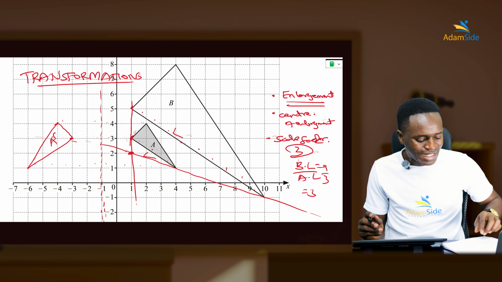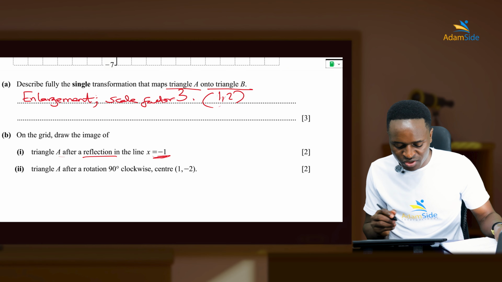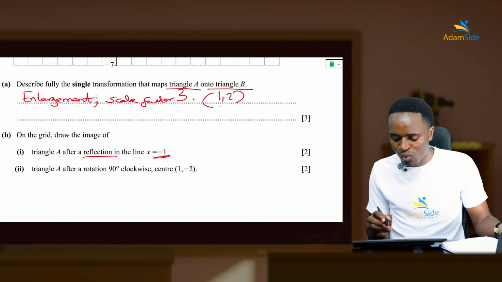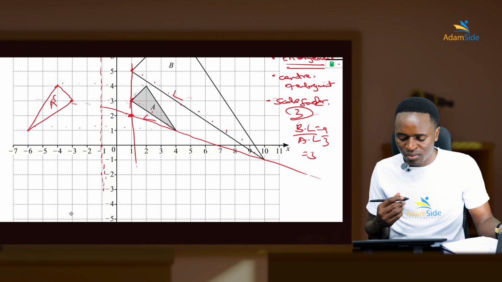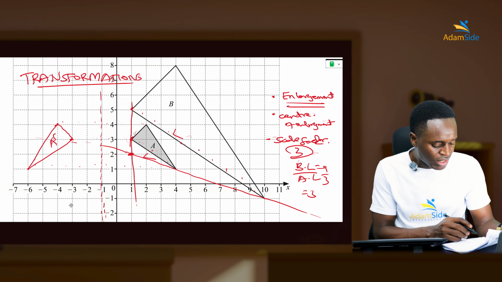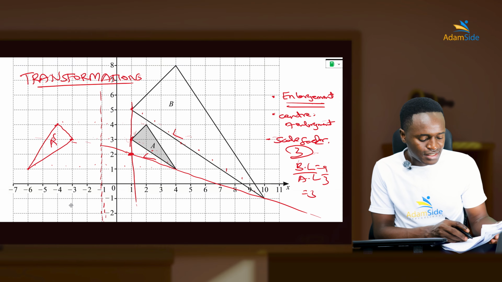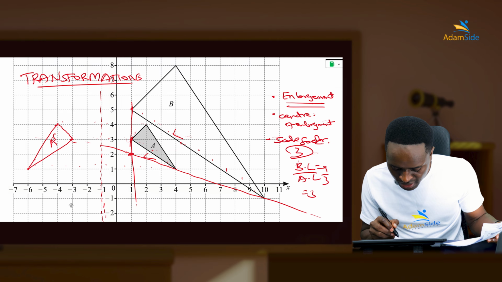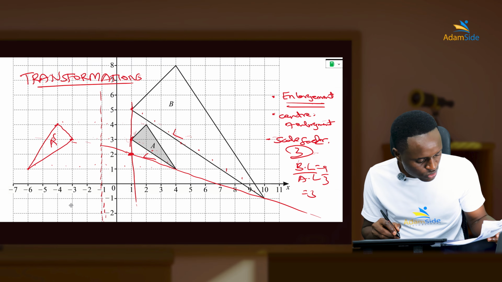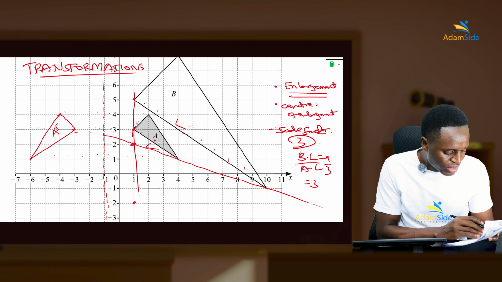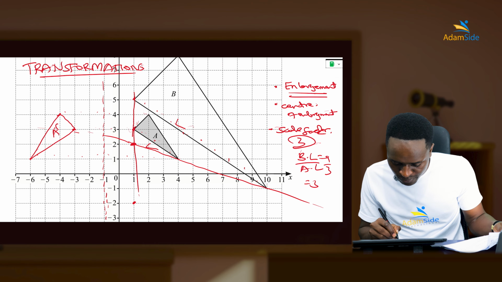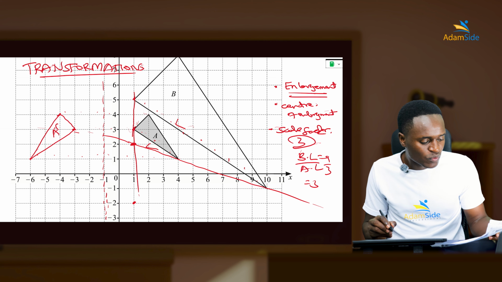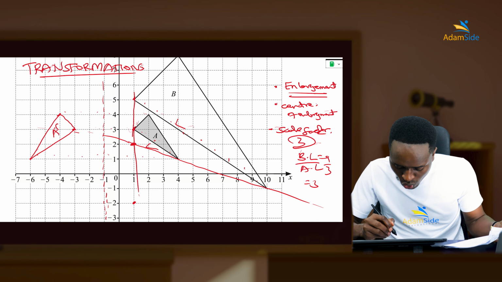Triangle A after rotation 90 degrees clockwise, center 1, -2. So we're still going. The center is 1, -2. So we go to the center, and then this is the object, 90 degrees clockwise. So you are moving the object 90 degrees clockwise.